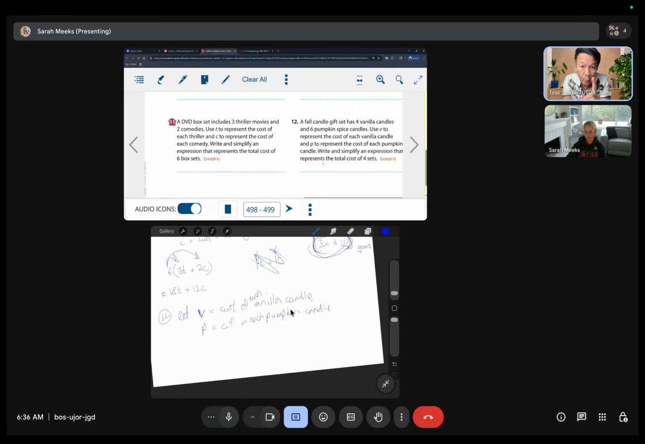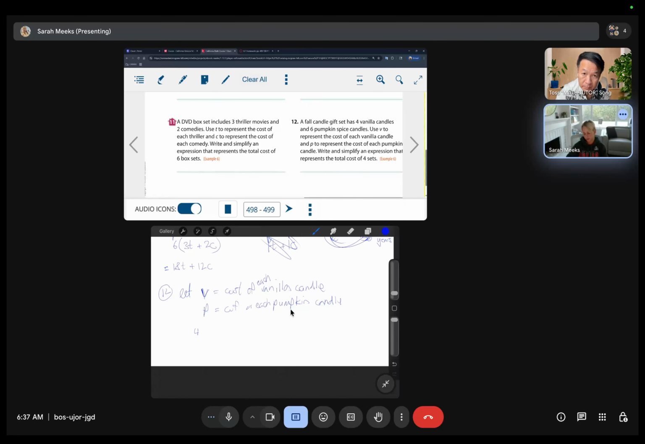How would you write it for one gift set? 4 times, and then parentheses 4V plus 6P. Yeah, that's it. You already got the final answer. Yes, so it's 4V plus 6P. Yep, that's one set. And then we have to simplify it. Let me double check. Yeah, one set is 4V plus 6P.